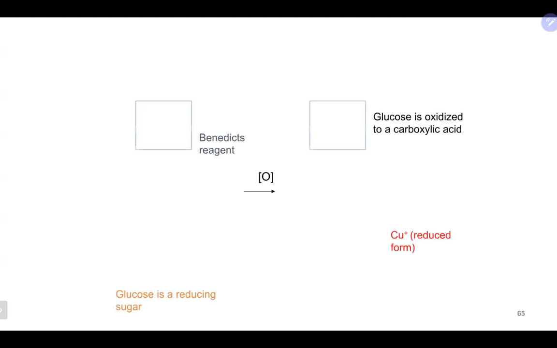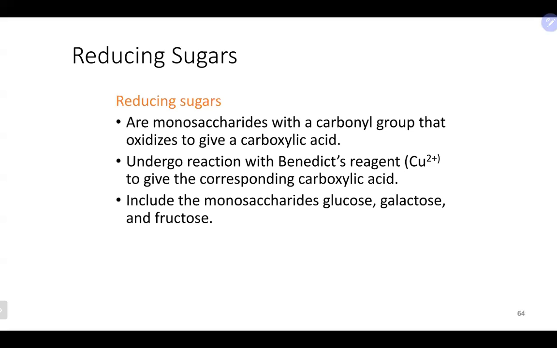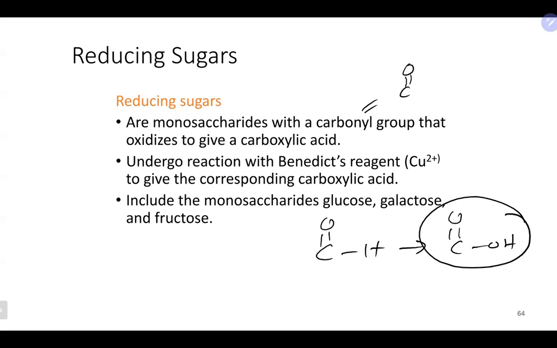All monosaccharides with a carbonyl group, a reminder that the carbonyl group is the carbon double bond, oxidize to give a carboxylic acid, and that means that they are reducing sugars, so they will be oxidized. They will undergo a reaction with Benedict's reagent to give the carboxylic acid, just like in organic chemistry, right? We use Benedict's reagent to determine the oxidation of an aldehyde to basically a carboxylic acid, right? By inserting the oxygen in there.